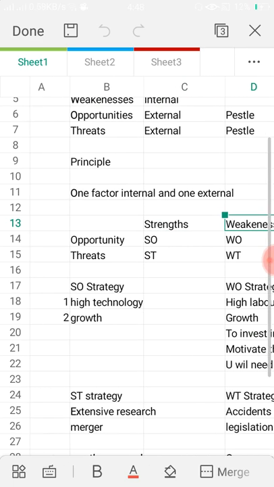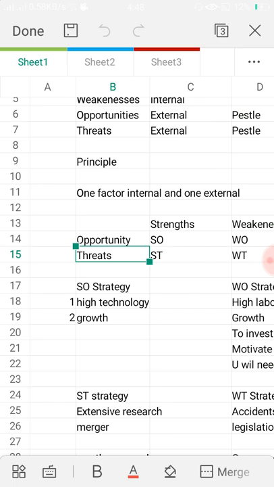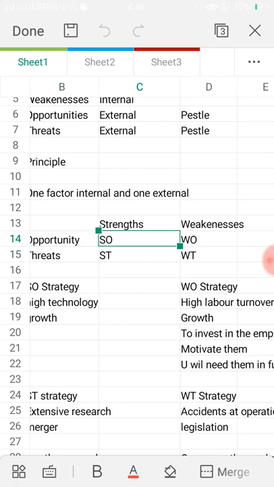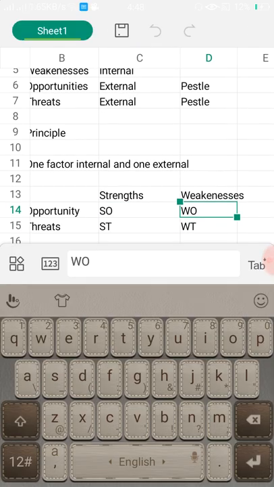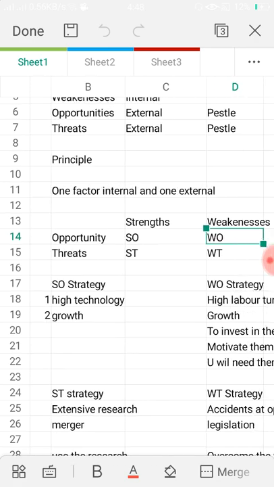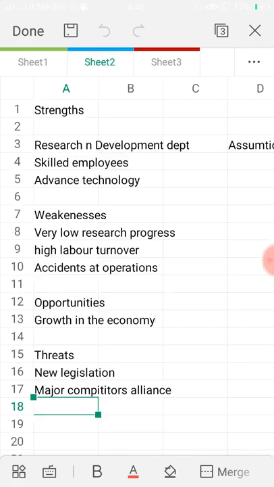Strengths, weaknesses, these are internal. Opportunities, threats, these are external. SO, strength and opportunities, one internal, one external. Same way for the others. Now I have taken some assumptions. I have assumed that these strengths the entity might have, these weaknesses the entity has, and these opportunities and threats the entity may have. So you can have your own strengths, weaknesses, opportunities, and threats.